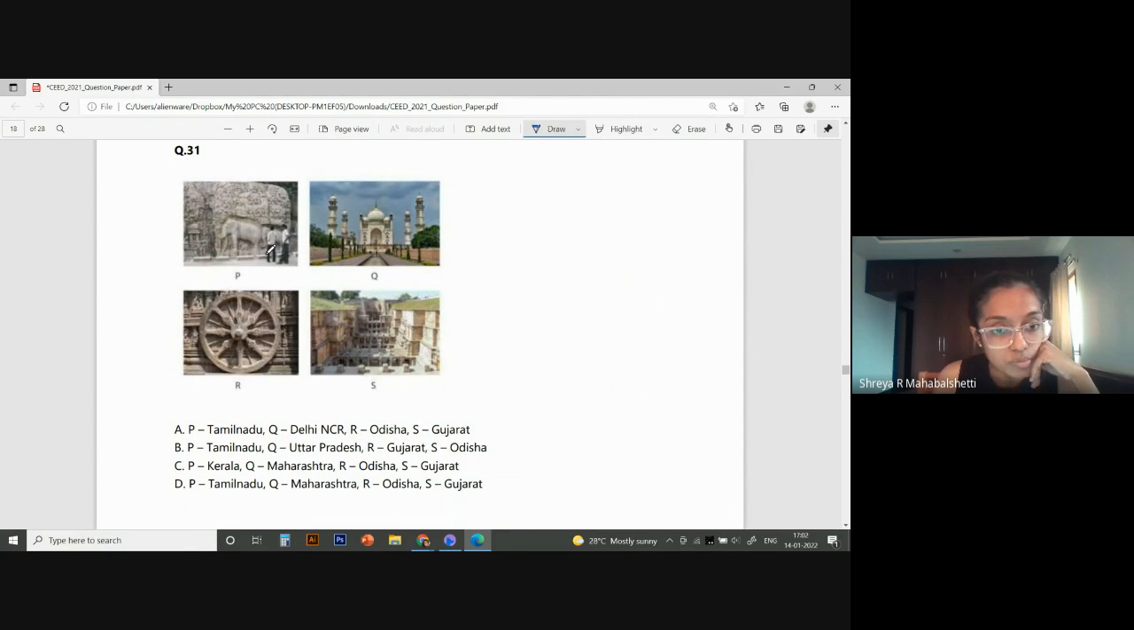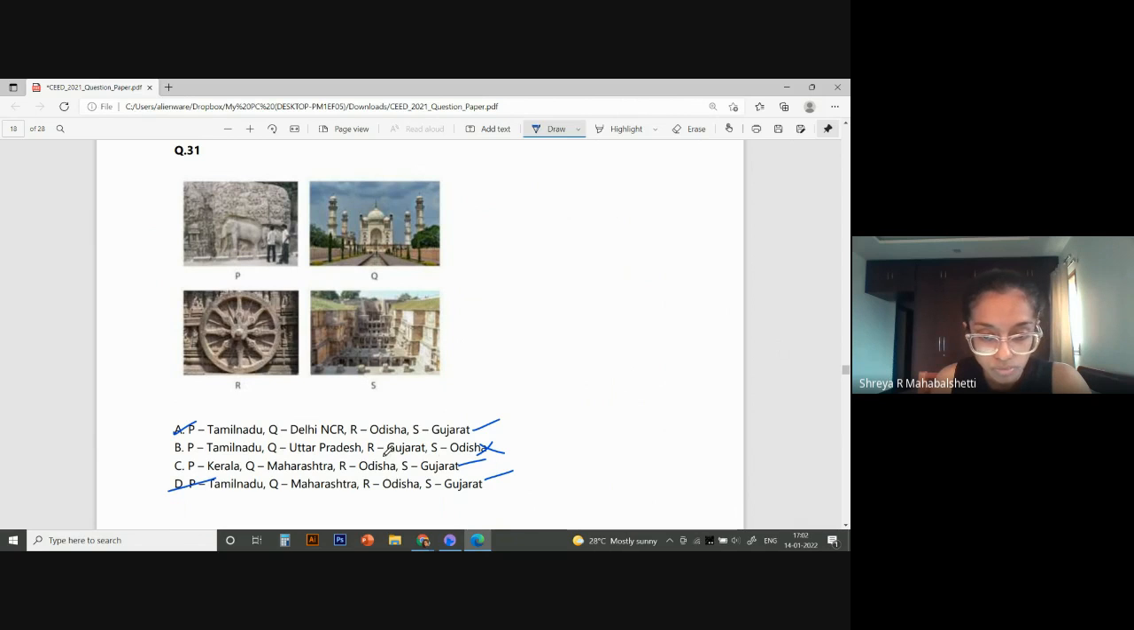Okay, so 31st. P. Tamil Nadu, Mamallapuram. Yeah, this is Mahabalipuram. Q. Delhi, it could be. R. Orissa. S. Gujarat. Okay, so step wells are usually found in Gujarat. So it is Gujarat, Gujarat, Gujarat. Three options are right.